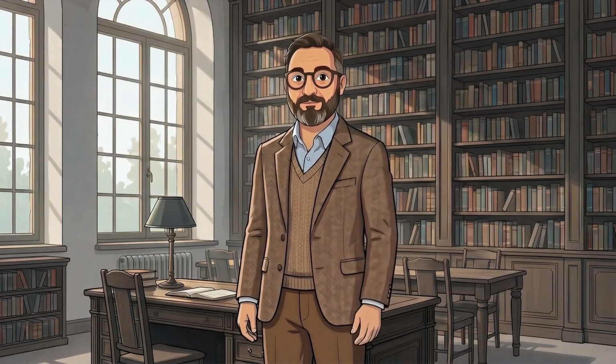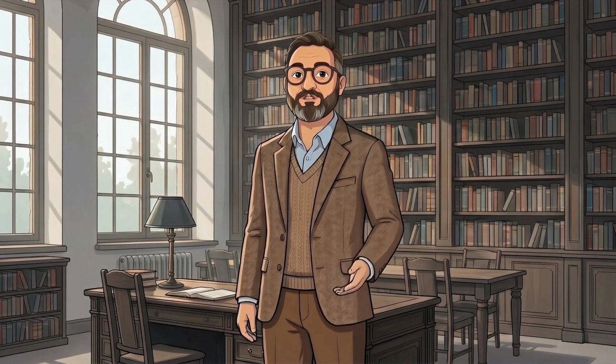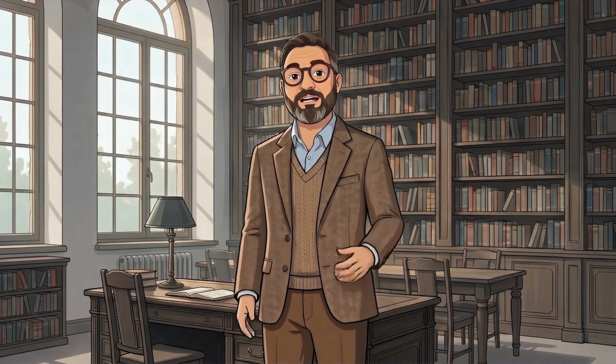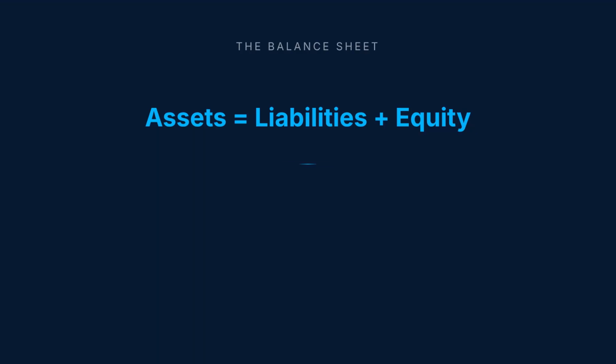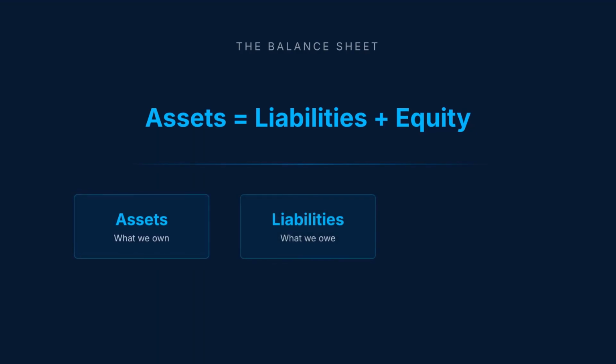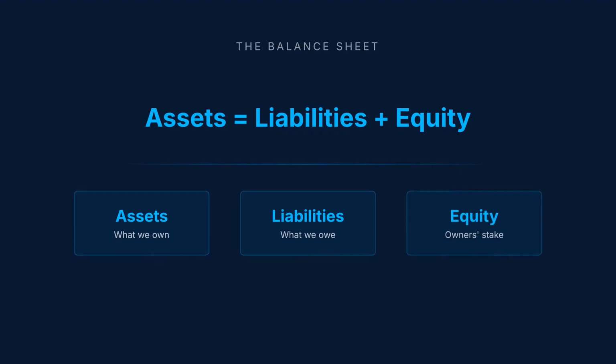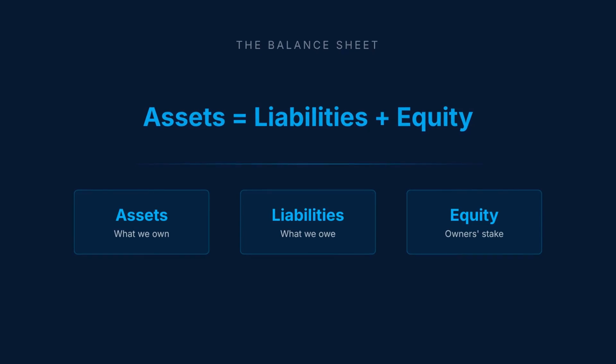Unlike the income statement, which covers a duration, the balance sheet is a snapshot, a moment in time that shows the company's financial position on a specific date. It details what the company owns, which are its assets, and what it owes, its liabilities. The difference between the two is the equity, representing the owner's stake in the business. It's the ultimate test of stability.